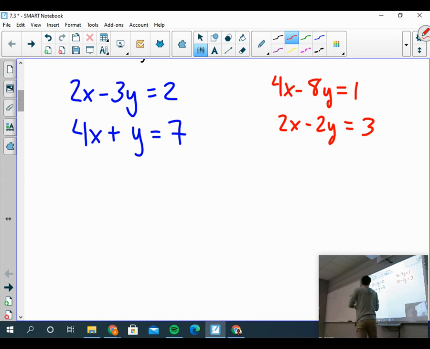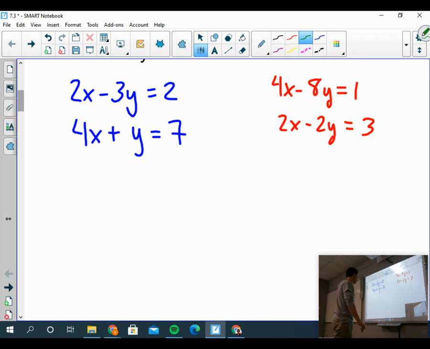These are supposed to be y's, not x's. So what you can see here is I have a system of equations in blue and I have a system of equations in red. Now I want you to pause the video and think to yourself, which system of equations would I rather solve using substitution?